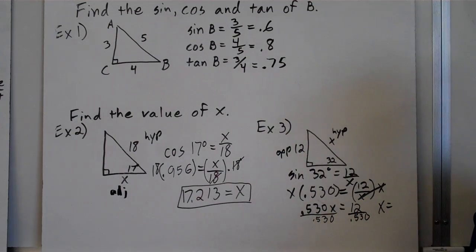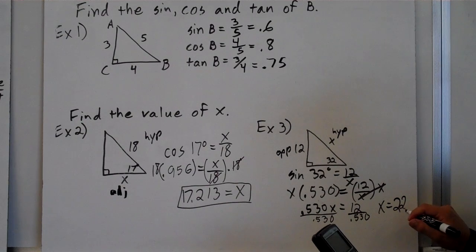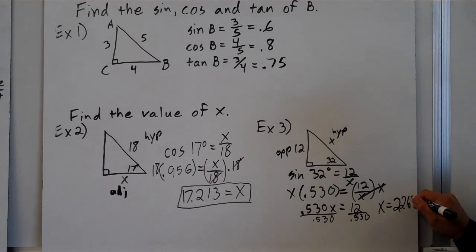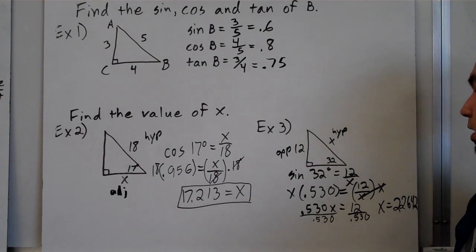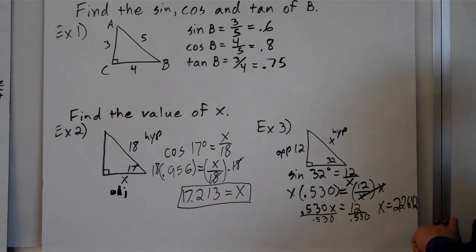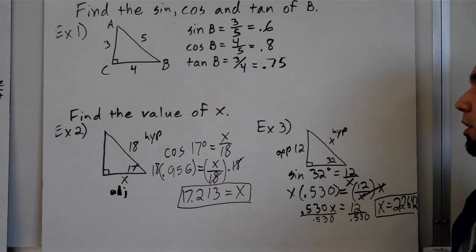X is equal to, let's see, it's 12 divided by 0.530. I get 22.642. And the reason I say 642 is because I got 6415. And because the 5 is my 4th number, I'm going to round up my 3rd number to a 2. Okay, so x equals 22.642.